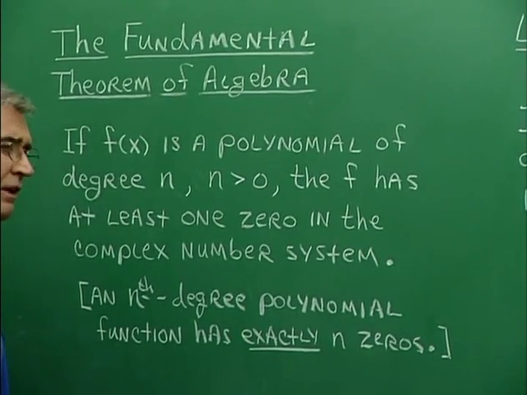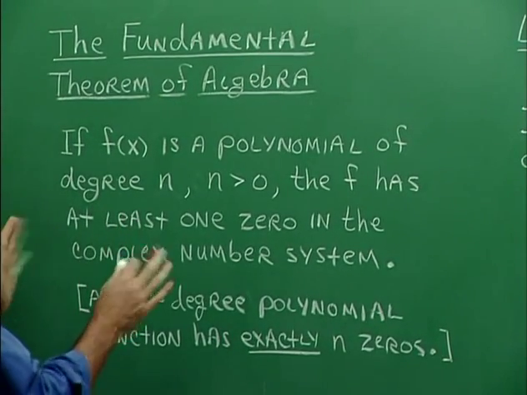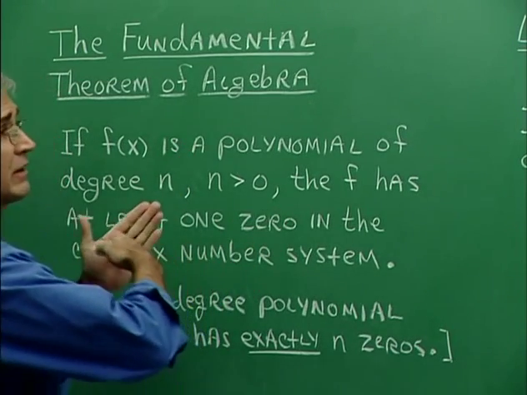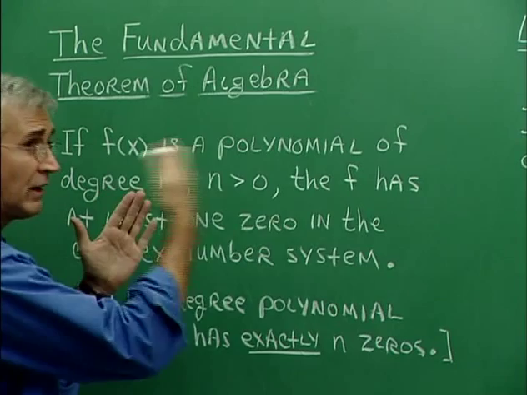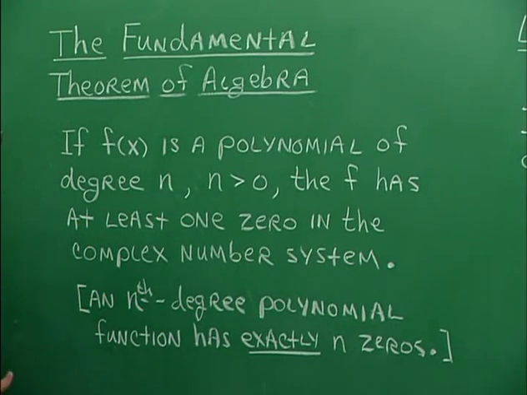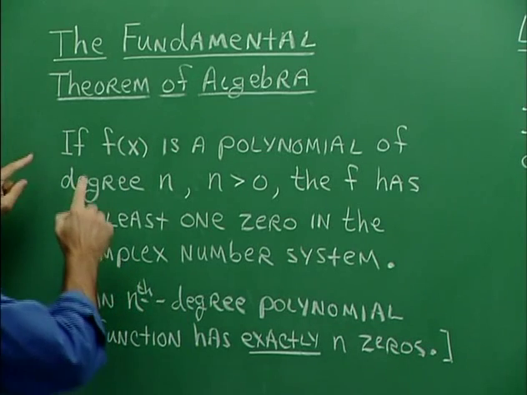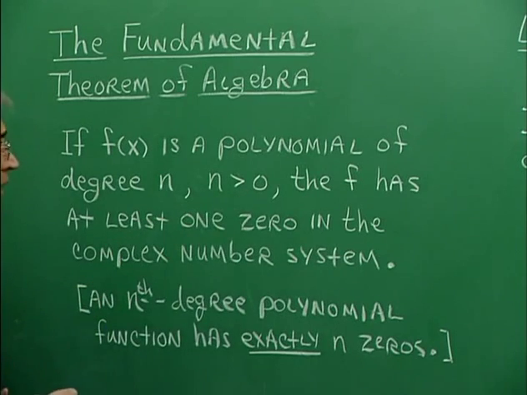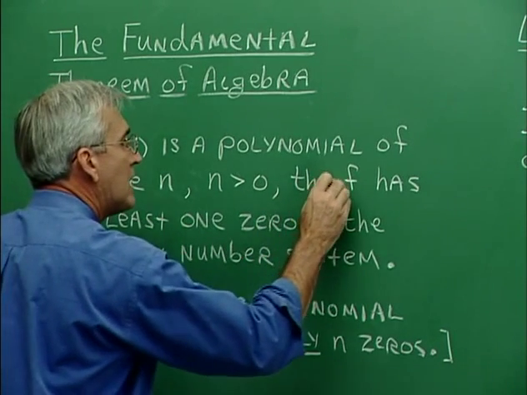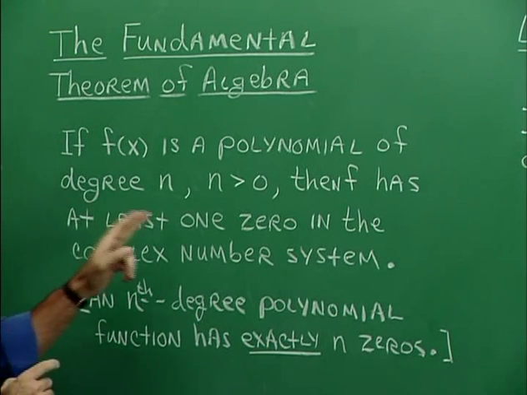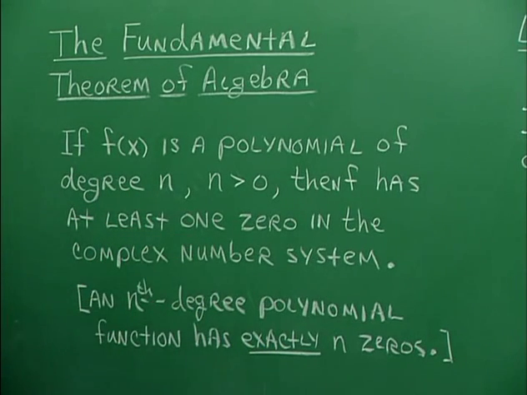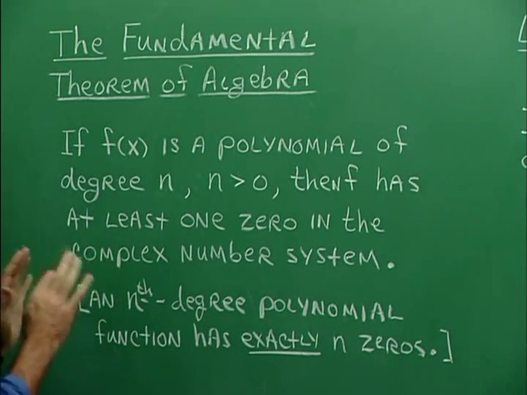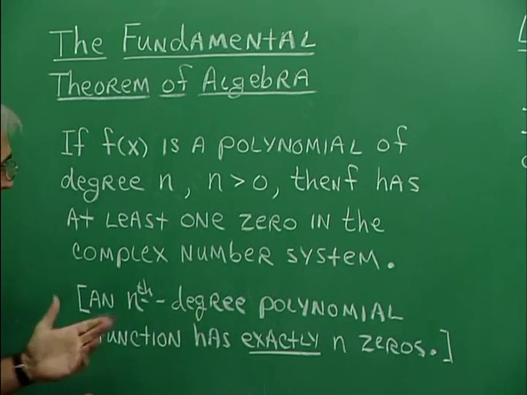The fundamental theorem of algebra, it sounds pretty auspicious, doesn't it? And by the way, there's a fundamental theorem of arithmetic, there is a fundamental theorem of calculus, there is a fundamental theorem of geometry, in case you're wondering. But here's the fundamental theorem of algebra. It says that if f of x is a polynomial of degree n, where n is greater than 0, then f has at least one zero in the complex number system. And you expand the idea just a little bit and you find out that it has exactly n zeros. That is, an nth degree polynomial function has exactly n zeros.